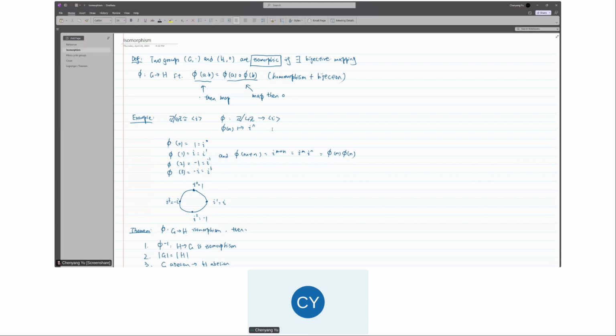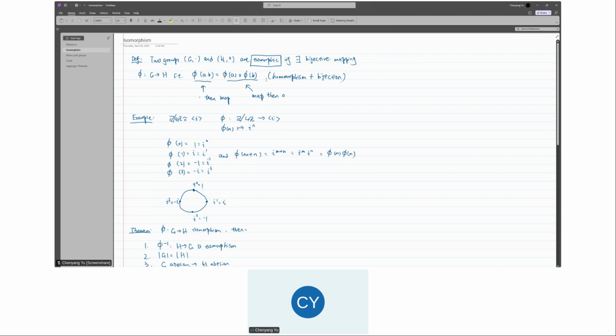Okay, so the definition: we have two groups. One is the set G, with binary operator the dot. The other is set H with a binary operator circle. They are isomorphic if there exists a bijection. A bijective mapping means it is both injective and surjective. We call that mapping phi, and it is from G to H.